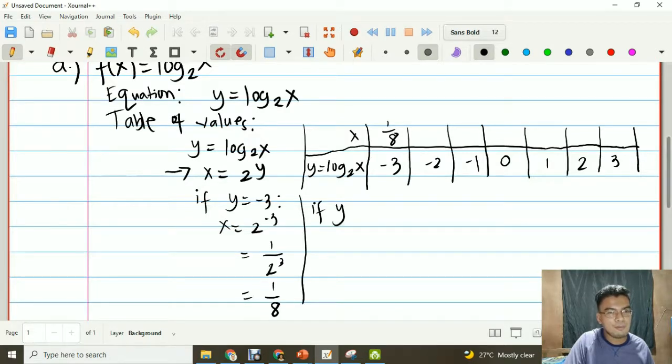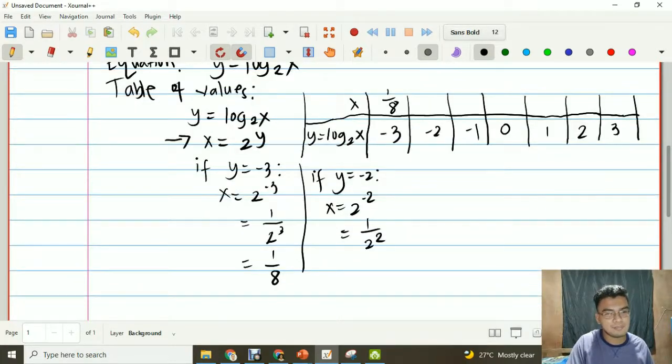If y is negative 2, then x is equal to 2 raised to negative 2. 2 raised to negative 2 is equivalent to 1 all over 2 raised to 2, applying the laws of exponents. And then 2 squared is 4. So our x value is 1 all over 4 if our y is negative 2.